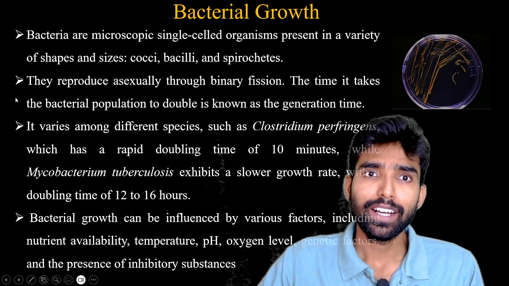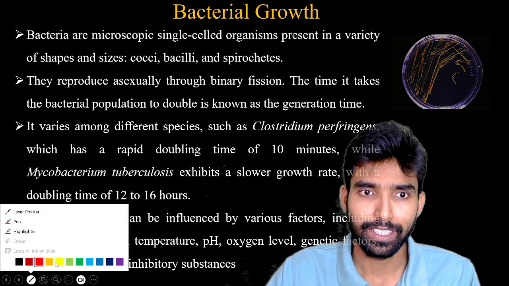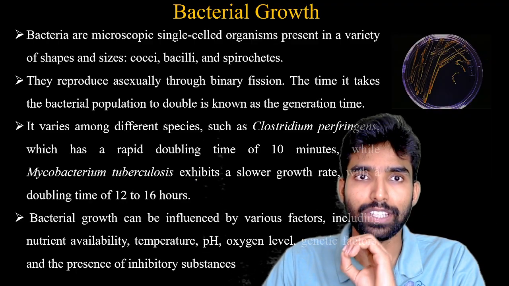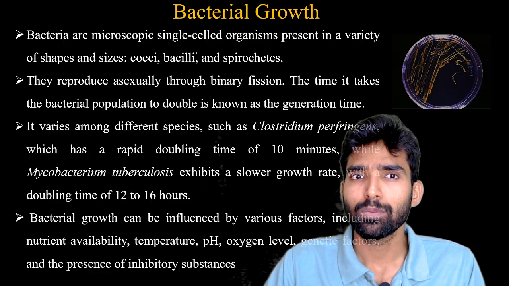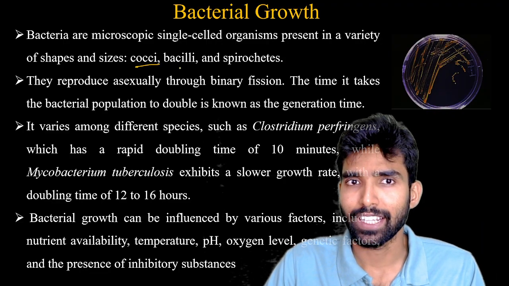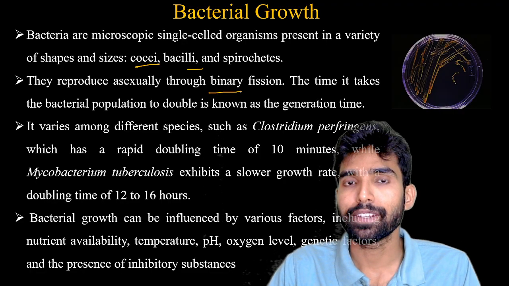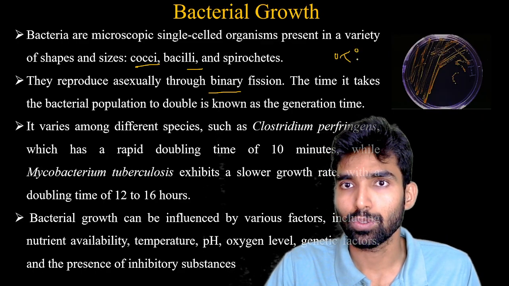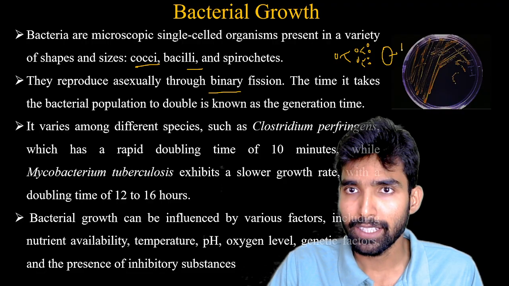So bacteria are microscopic. Just a brief introduction about it. Bacteria are microscopic organisms present in a variety of shapes and sizes, which we'll cover in bacterial cell and structure. Mostly they are divided into three categories: cocci, bacilli, and spirochete. They reproduce asexually through binary fission. Binary fission means, let's say, from 1 to 2, from 2 to 4. Binary division means we have one cell, it divides and makes two cells.